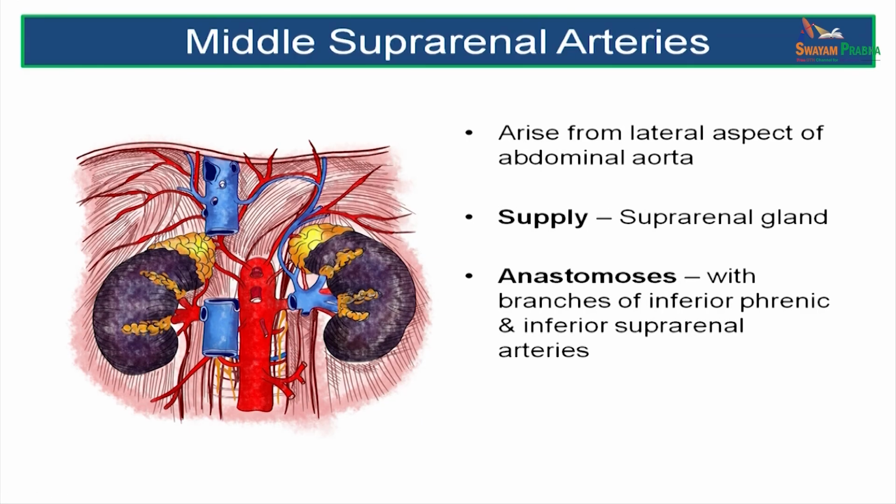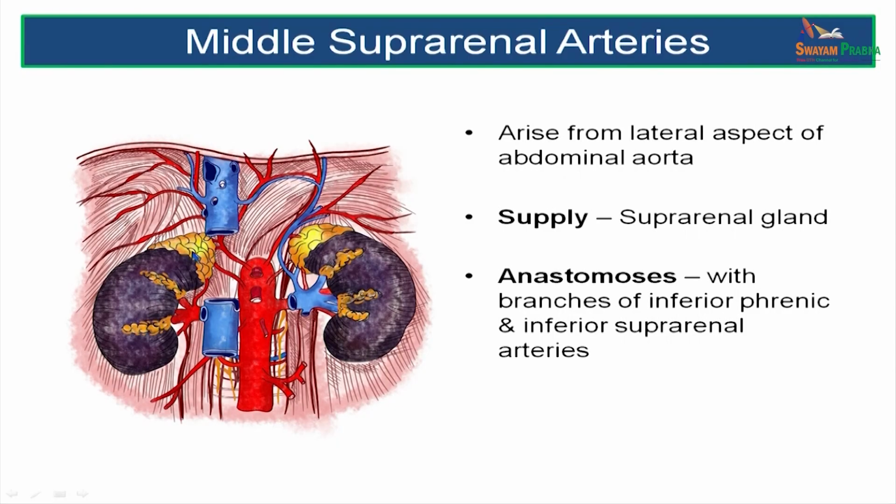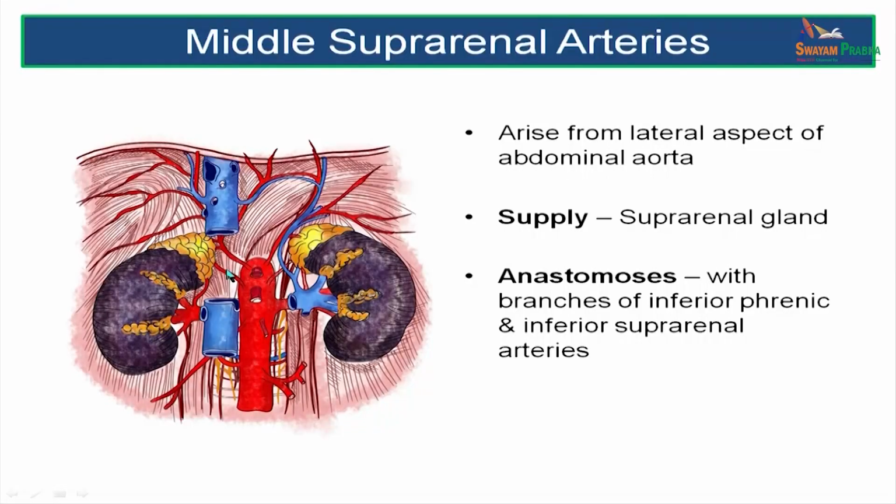The middle suprarenal arteries supply blood to the suprarenal glands. You can see them here, the middle suprarenal arteries, and they anastomose with the other two branches of the suprarenal glands, the superior suprarenal and the inferior suprarenal arteries. The superior suprarenal artery is a branch of the inferior phrenic, whereas the inferior suprarenal artery is a branch of the renal artery.